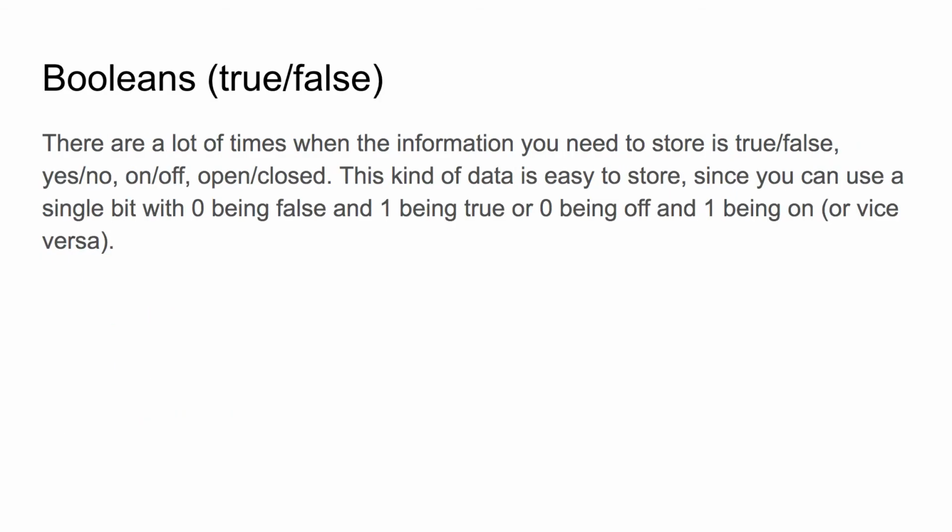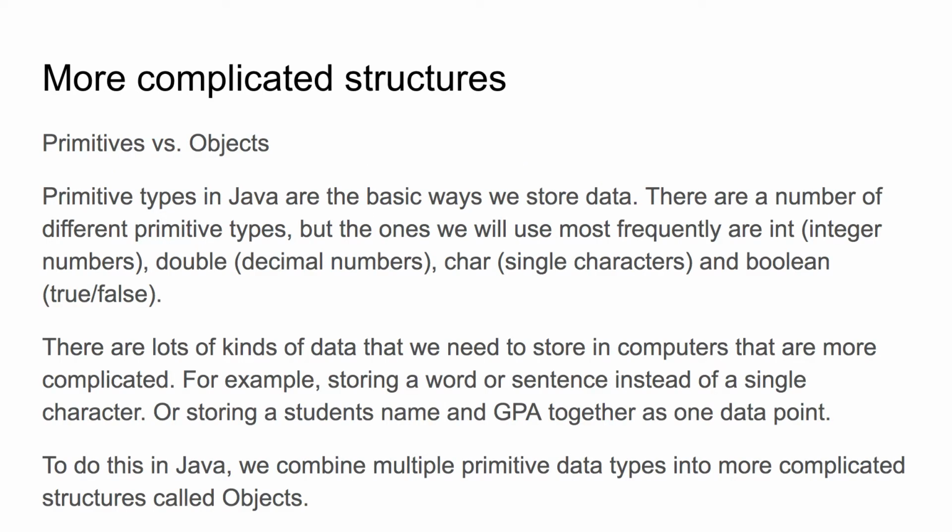That's kind of nice. Boolean, another kind of information that we want to represent. We can represent Booleans as true or false, just one bit. You can say 0 is false, 1 is true, or the other way around. Doesn't really matter. So we have some simple data, but how do we represent more complicated things? For more complicated things, it depends on the language. In Java, we use something called objects. Primitive types in Java are the basic ways you store data, and there are some basic types that we will go over.